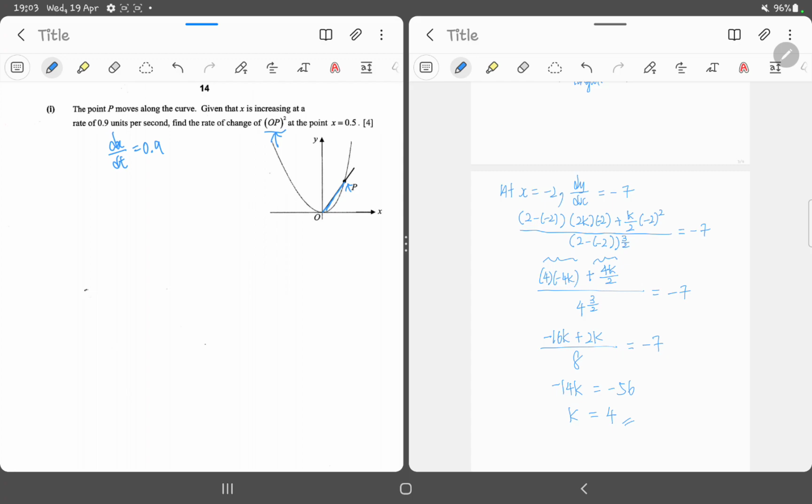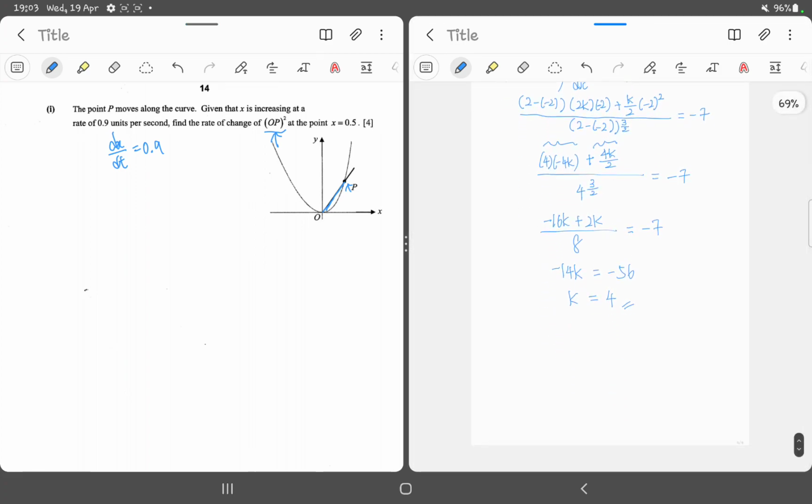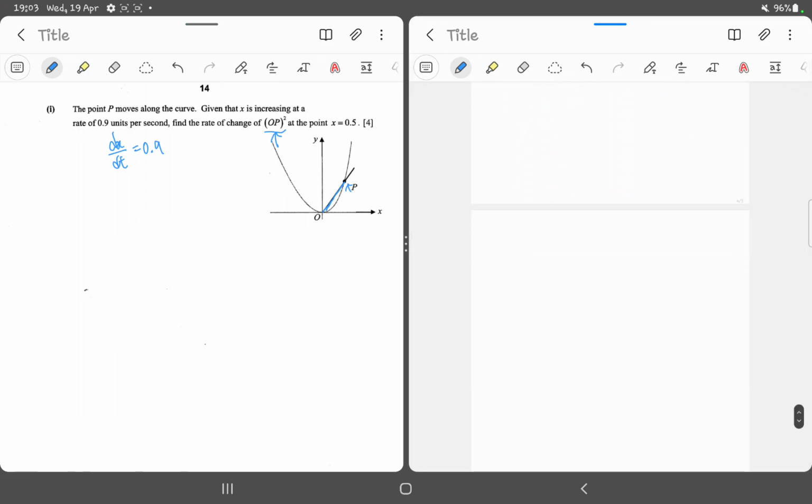And they want to find the rate of change of the distance OP, but squared, at the point x equals to 0.5. So this question can seem to be very confusing for students. That's understandable. So let me work it out so that you all can understand what 8II is doing. So the distance OP, right? But we square it, okay?